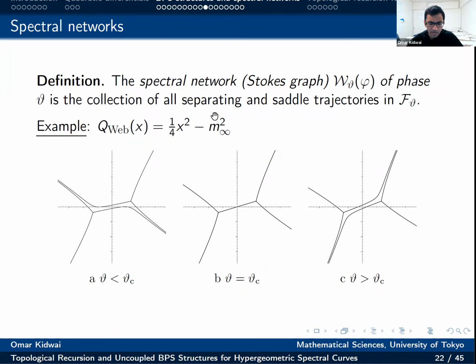You can plot these if you want, and the prototypical example to keep in mind is the Weber differential. It's just a quadratic polynomial. Most of the time it looks roughly like this: everything emanates and then goes off to infinity, but there will be some values of the parameter theta where you get a saddle trajectory going between two zeros, two turning points. Okay, so this is the structure that we're interested in.